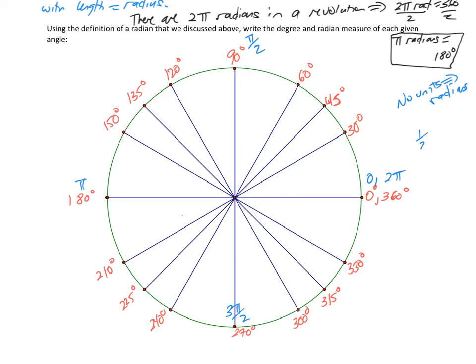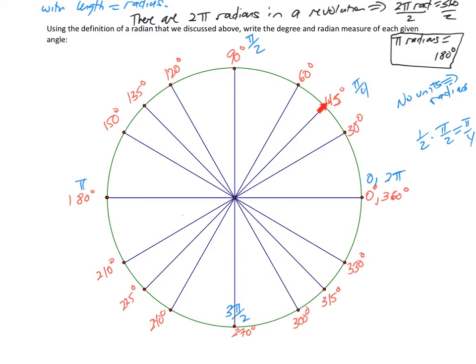So let's see, half times pi over 2 is going to be pi over 4. So 45 degrees is going to be the same as pi over 4 radians. And now I'm going to count by pi over 4. So 45 degrees is pi over 4.